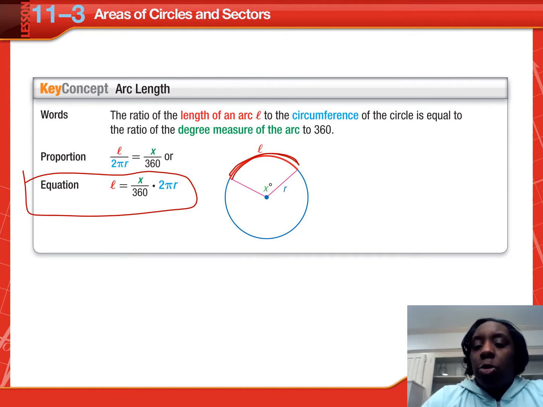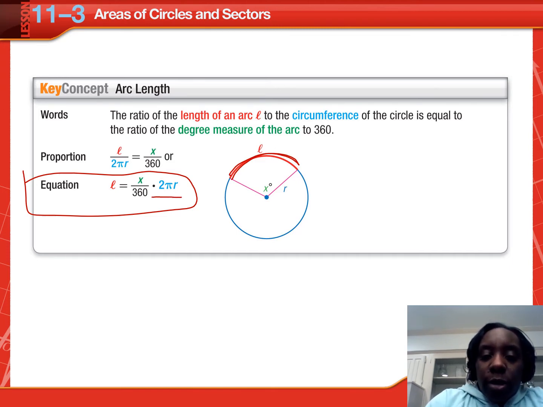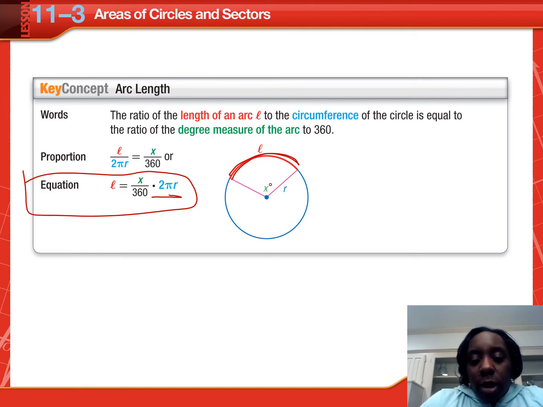What you do is you just need to get the proportion of it. That X right there represents the degree measure that I want of that arc. And the whole circle, all the way around in degrees, is 360. So we just want a piece or a fraction of it, and that's where the formula comes from. We still use the circumference formula right there because we want a piece of the circumference.